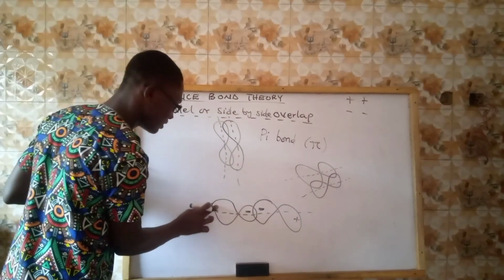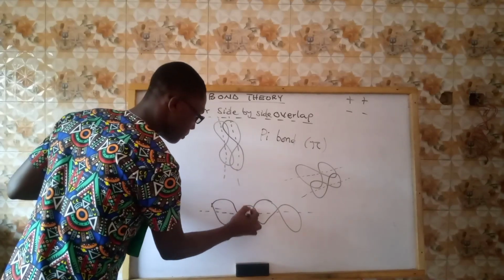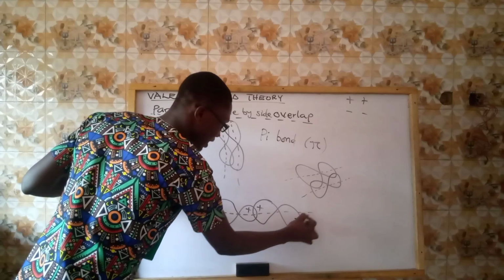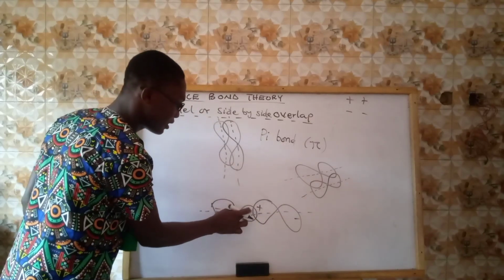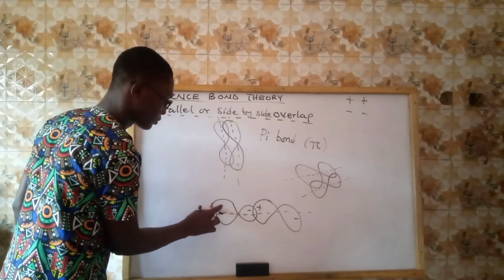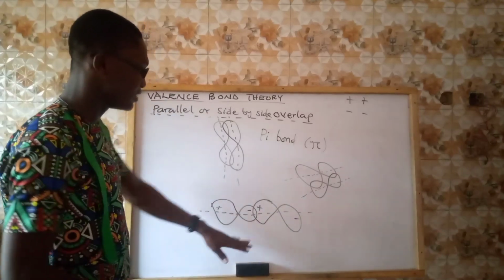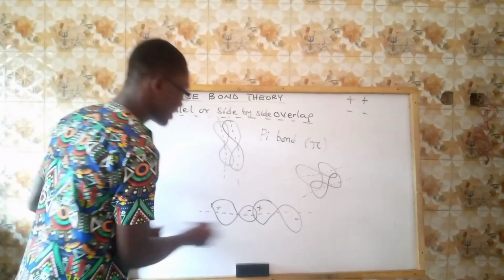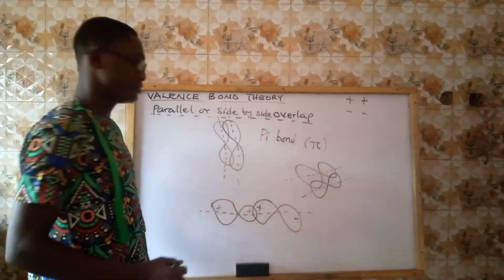Or it may be like this. It may be negative, positive, positive, negative. So here they must have the same sign. They should not have different signs like this. So if they have different signs like this, they can't overlap. They must have the same sign for them to be able to overlap.